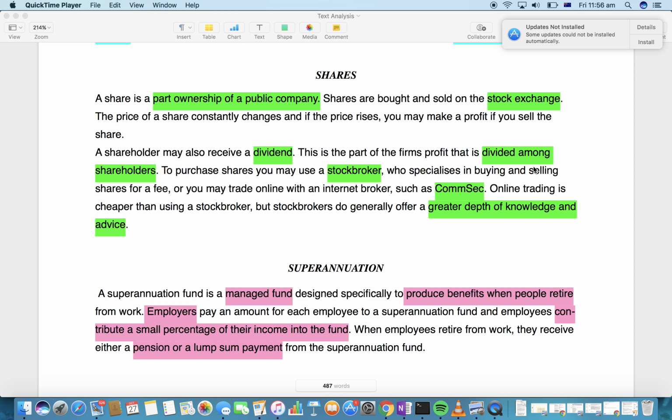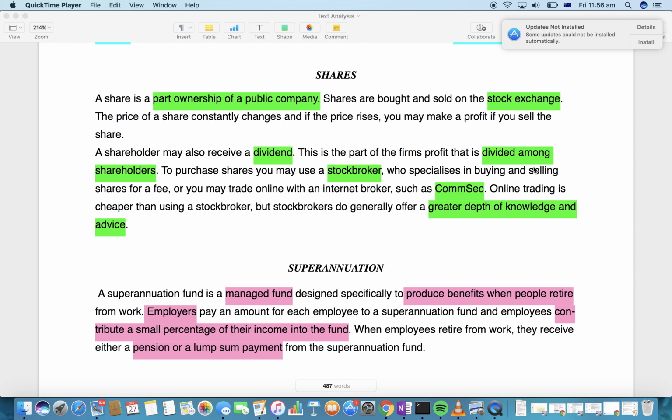Shares. So shares, I've highlighted there, are part ownership of a public company. This is something that we have to keep in mind. Shares are bought and sold on the stock exchange. So in Australia, that's referred to as the ASX. Again, something you might have seen or heard about on the news, or listening to conversations with your parents or the radio. The ASX is Australia's stock exchange.